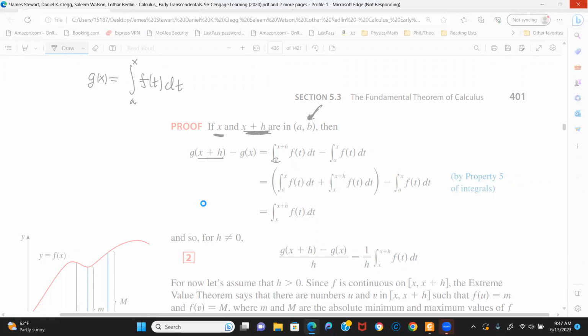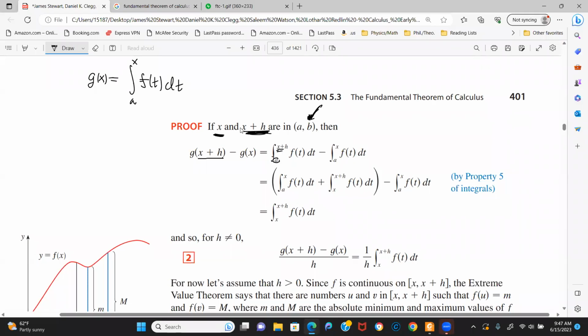All right. So that's why we get this first thing here, and then we're subtracting off the original function itself. So we're just subtracting this off right here.